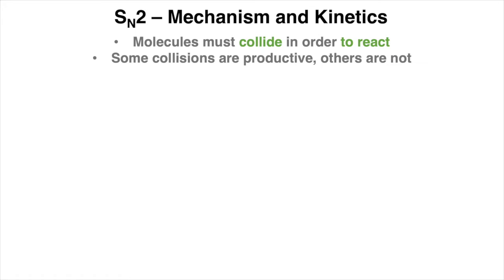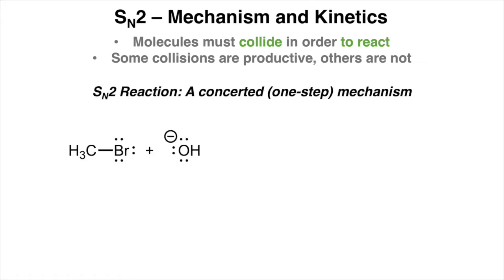Remember that in any reaction mechanism, molecules must collide in order to react. Some collisions are productive while others are not. The SN2 reaction is a concerted or one-step mechanism. In this reaction, the nucleophile attacks the carbon attached to a leaving group and the leaving group leaves.